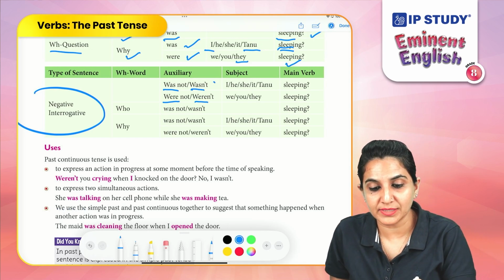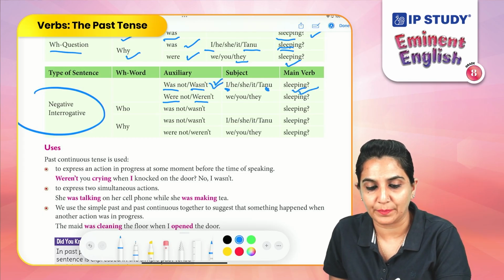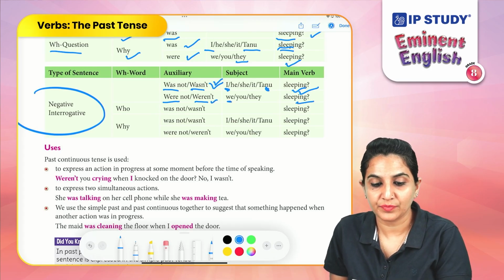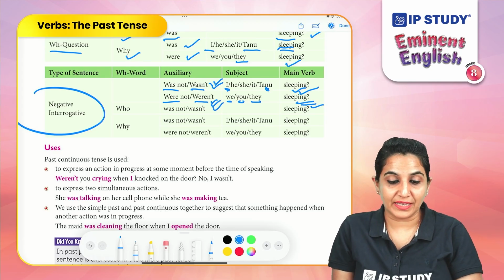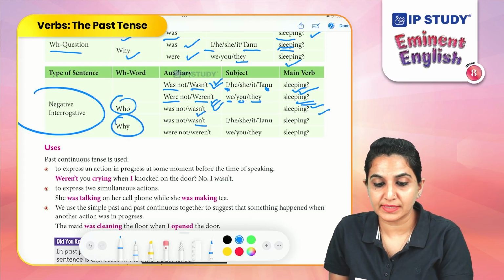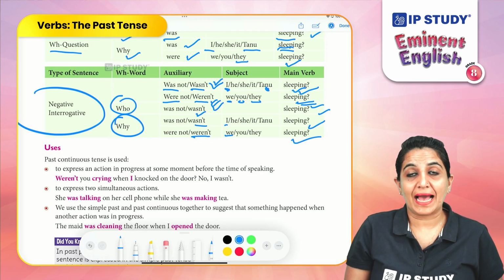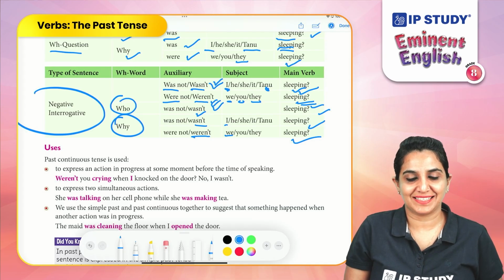So, wasn't I sleeping? Wasn't Tanu sleeping? Same. Weren't we sleeping? Weren't you sleeping? Weren't they sleeping? Similarly, who wasn't sleeping? Why wasn't I sleeping? Why weren't we sleeping? So, in these ways, you can form the structure of the past continuous tense.